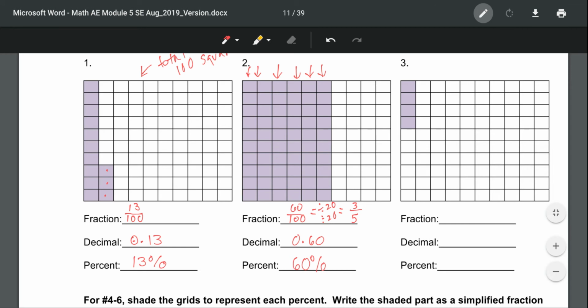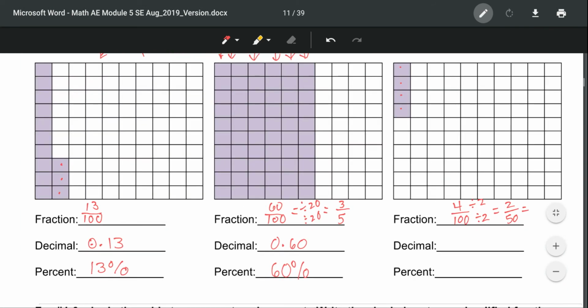Number 3, we only have 1, 2, 3, 4 units shaded in. So we have 4 out of 100 units shaded in. So you can simplify this. Divide the numerator and denominator by 2, and you get 2/50. You can keep dividing by 2, and you get 1/25.